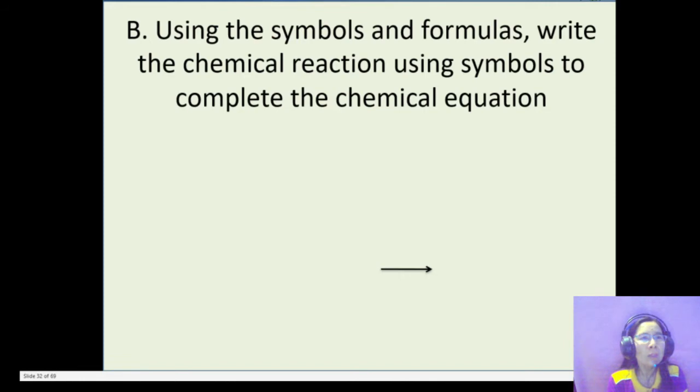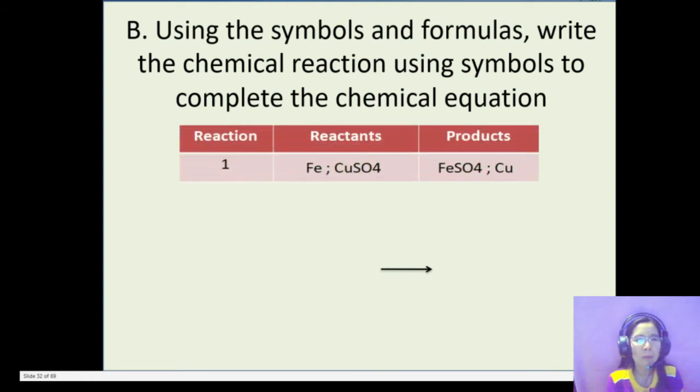This time, you are going to write a chemical equation. Based on the idea of how to write a chemical equation, you're going to translate the different symbols and formulas of the reactants and products that you identified in part A here in part B. Using the symbols and formulas, write the chemical reaction to complete the chemical equation. Let's have the first one, reaction number 1. If these are the reactants and these are the identified products, what do you think is the correct chemical equation?